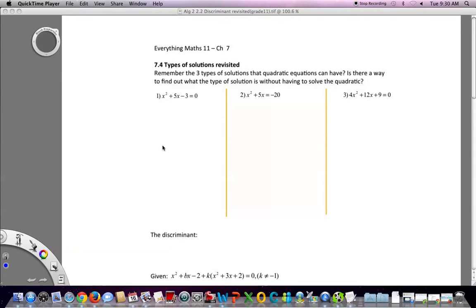In Book 11 though, 7.4, types of solutions revisited. So remember that there are three types of solutions that quadratic equations can have.